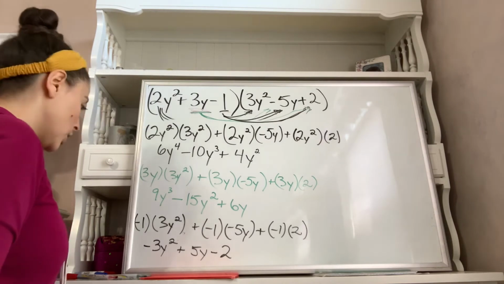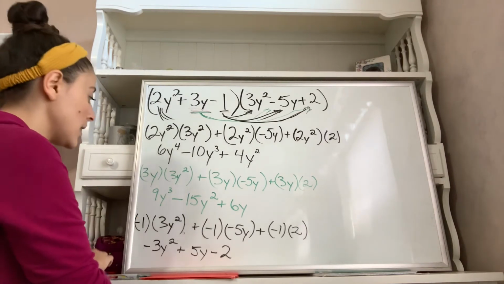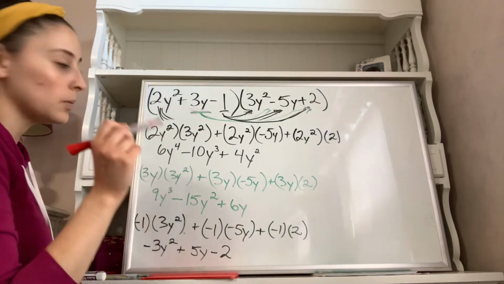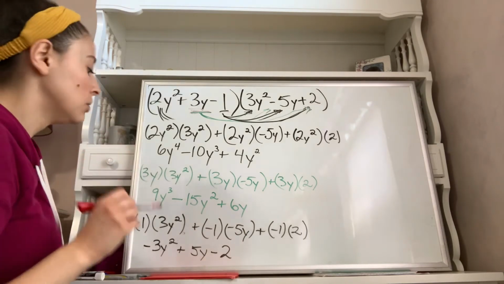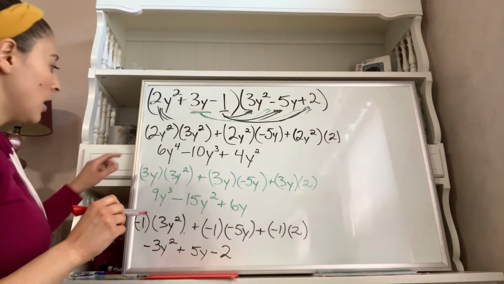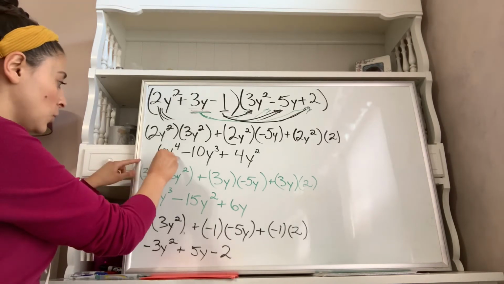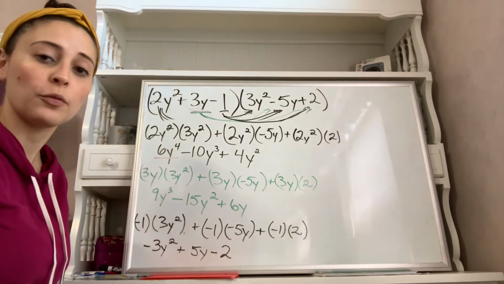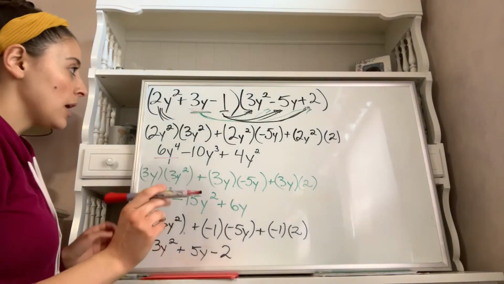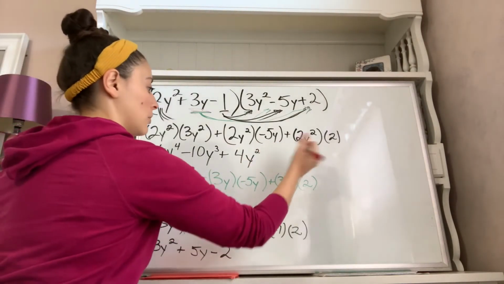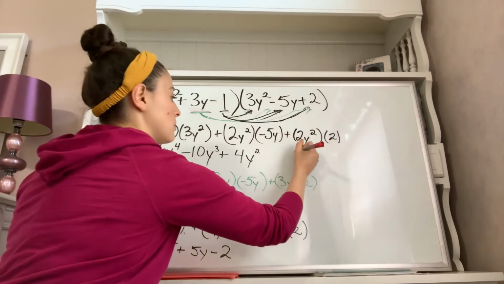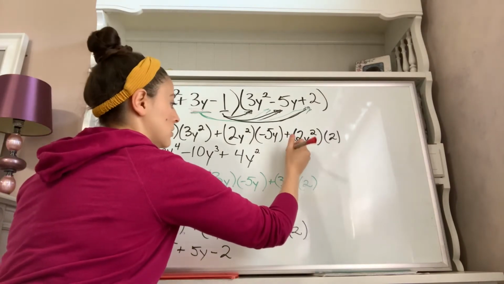Okay, so if I had any other color, that'd be wonderful. Maybe this invisible kind of red circle could be applicable now. So we have only 6y to the 4th. That's our only y to the 4th term. So that is going to end up just carrying through. That's just going to be 6.